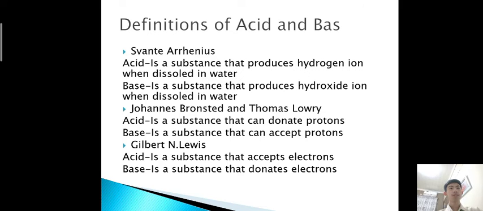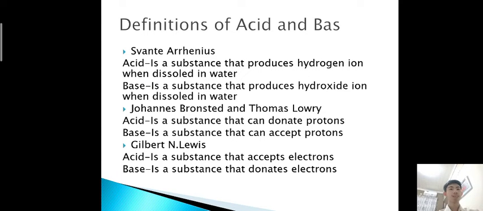The first one is the definition of acid and base. There are three scientists that introduced acid and base. The first one is Svante Arrhenius. According to him, acid is a substance that produces hydrogen ions when dissolved in water, while base is a substance that produces hydroxide ions when dissolved in water.